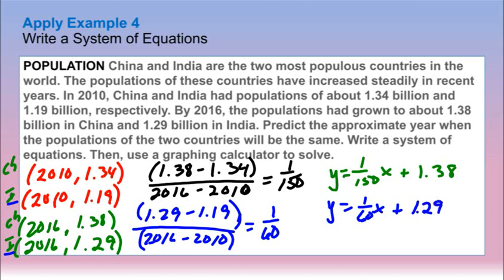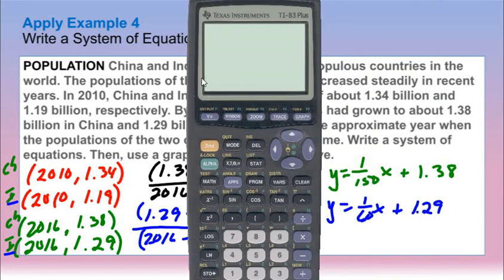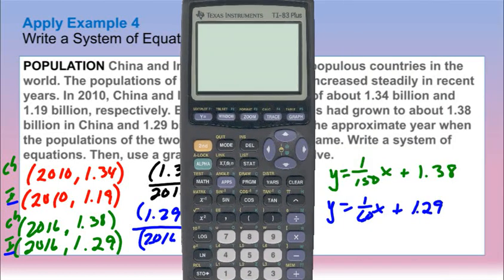Now I'm going to grab my calculator and we're going to put those in our calculator to graph them. I'm going to hit the y equals. I want to make sure my plot is off. So I go up there, hit enter, clear what I have in here, and then I'm going to do parentheses 1 divided by 150 parentheses x plus 1.38. That would be one equation.